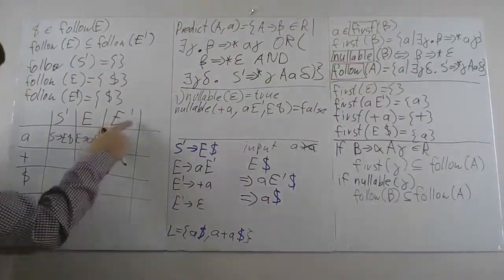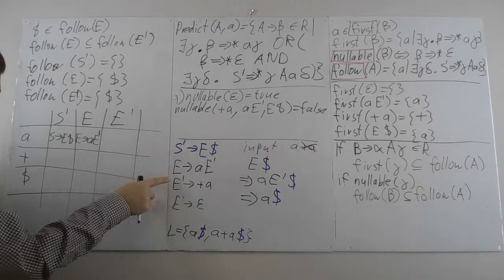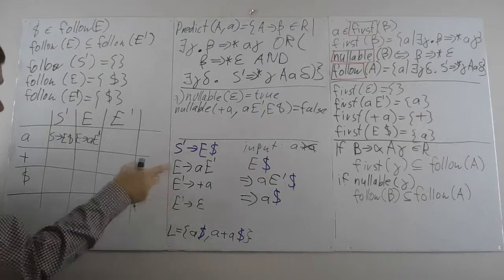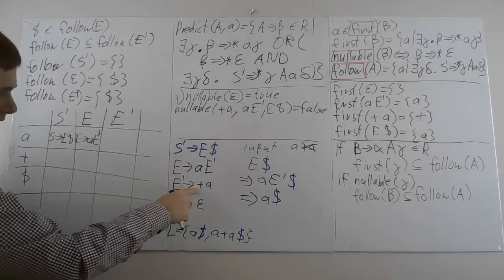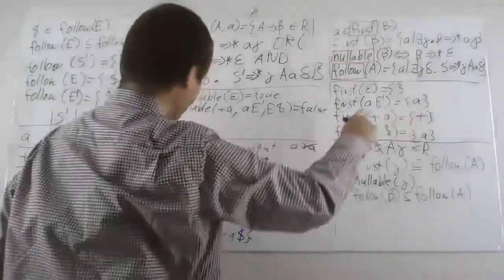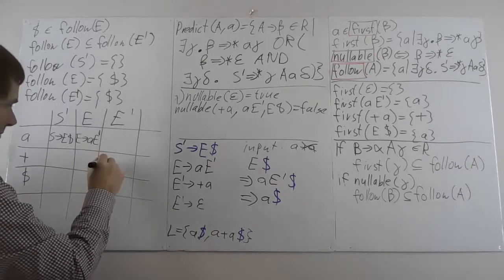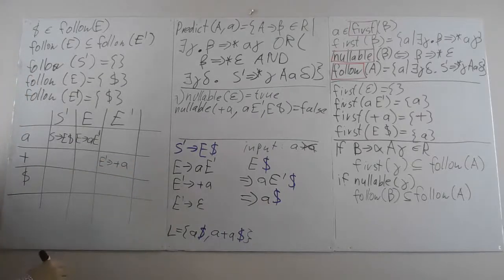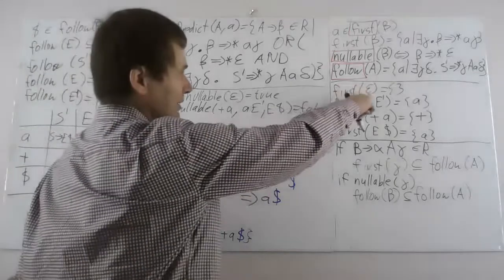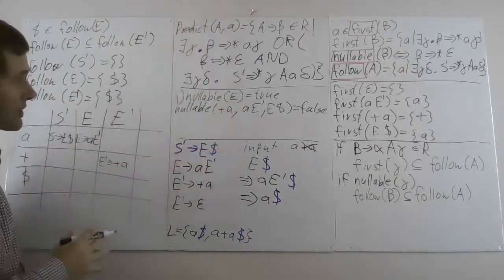Okay, and then finally, I've got E prime. And this is where I have a choice of two rules. So I'm going to look at the first sets of the right-hand sides of those rules. So the first set of plus A is plus. So in the plus case, I'm going to say E prime goes to plus A. And the first set of epsilon is the empty set. So that rule, I shouldn't use anywhere.